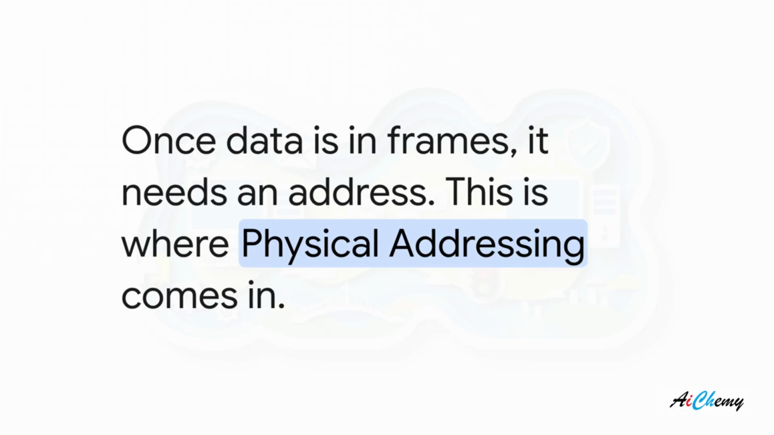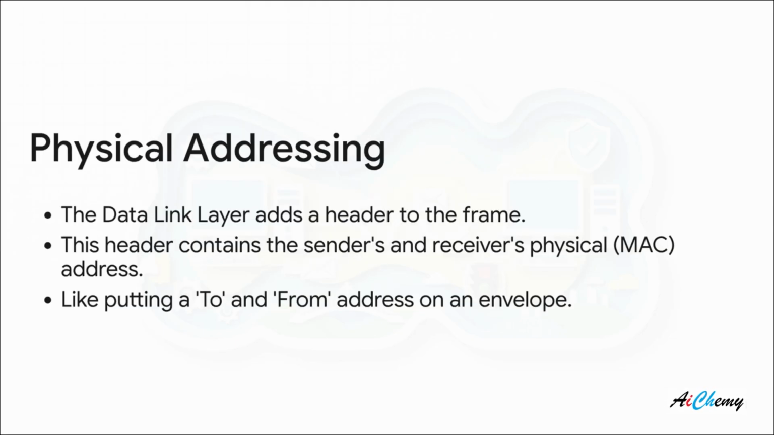Okay, so our data is now neatly organized into frames. That's a huge step. But organized data is pretty useless if you don't know where to send it. And this brings us to the second core function, physical addressing. To get this done, the data link layer adds that header to the frame. And inside that header, it puts the physical address, which you probably know is the MAC address, for both the sender and the receiver. It's exactly like putting a to and a from address on an envelope. This makes sure the frame gets to the right machine on the local network. And hey, if the frame is actually meant for a system outside this network, the receiver address just points to the router, which is the device that'll send it on the next leg of its journey.